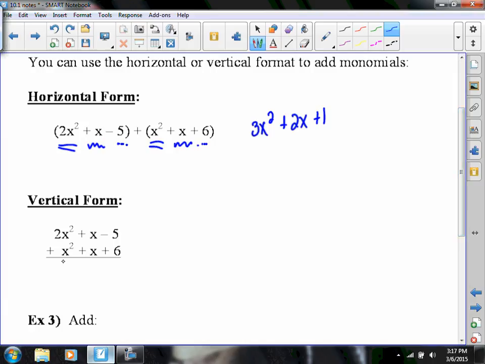Okay, so this is kind of like what we did with elimination. You have to line up all the like terms. And then you just add the columns. So we'd have 3x squared plus 2x plus 1. So you get the same answer with whichever method you use. You just pick a method that works for you.